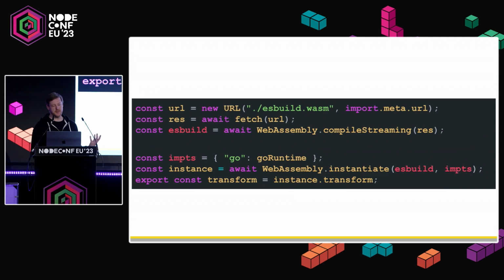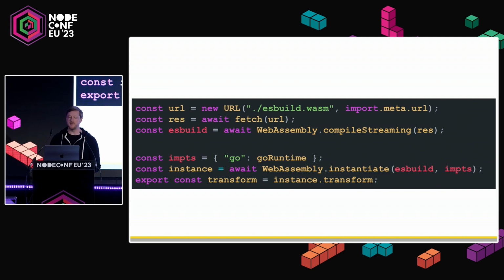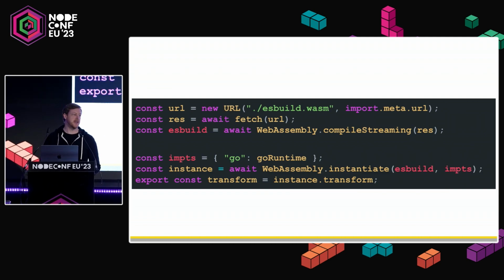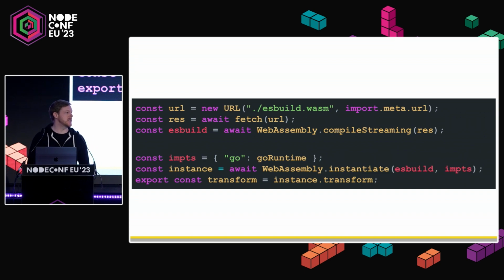This is an example of loading ESBuild WASM and a very bare minimum version of the glue you need. In this example, we're using the URL spec to find the esbuild.wasm file. We're using import.meta.url to find it as a relative URL. We're using the fetch specification to get those bytes. We're using the WebAssembly Web API, and then we're able to instantiate ESBuild against its own runtime before we can get the transform function, and then we probably still need some wrappers to provide a high-level transform function.